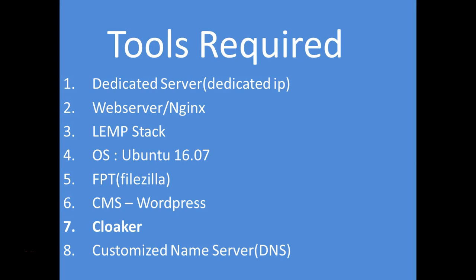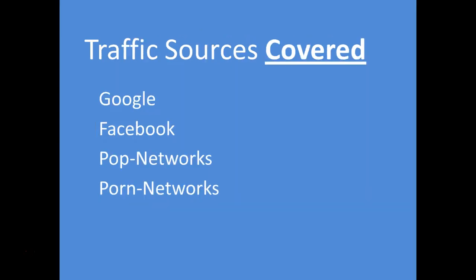The number 8 which we need is a customized name server. That's for DNS, to accelerate the execution of the DNS query, so that when you type in a website address, it loads even faster. The cloaking method that I'm talking about today covers certain traffic sources. It covers Google AdWords, Facebook, pop networks, and porn networks.